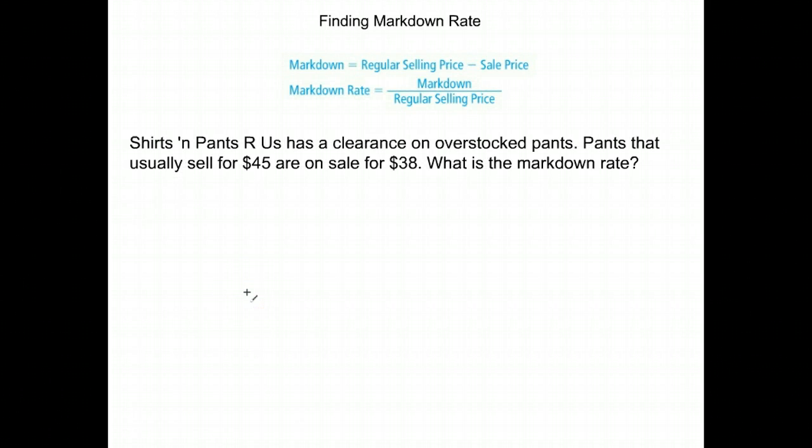All right, we're going to be talking about markdowns today and markdown rates. There are a few formulas up here you'll probably want to have in your notes so that as you go through these types of questions, you'll be able to answer those well.